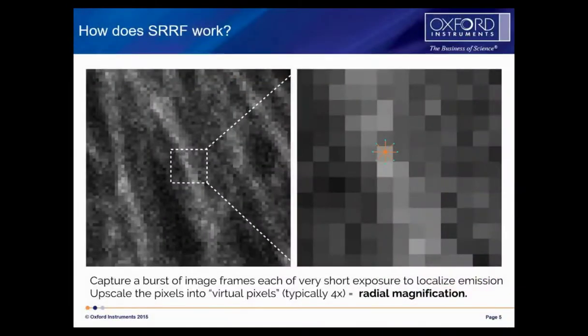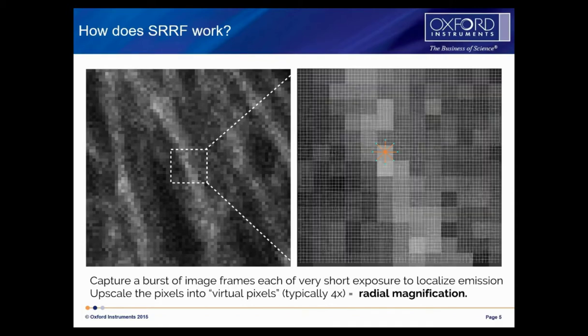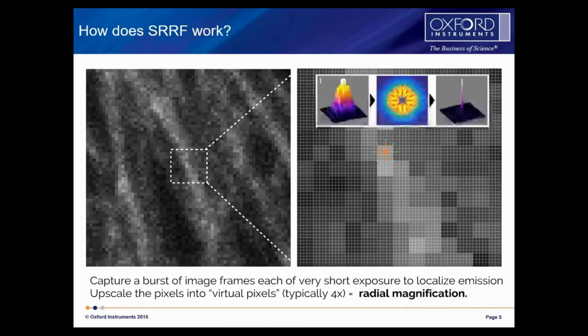So how does SURF work? Well, what we do with SRRF is we capture a burst of image frames of very short exposure with a view to trying to localize the emission from a point source of a fluorophore. And then we upscale the pixels of the camera into virtual pixels essentially. So this allows us to localize the emission more accurately.